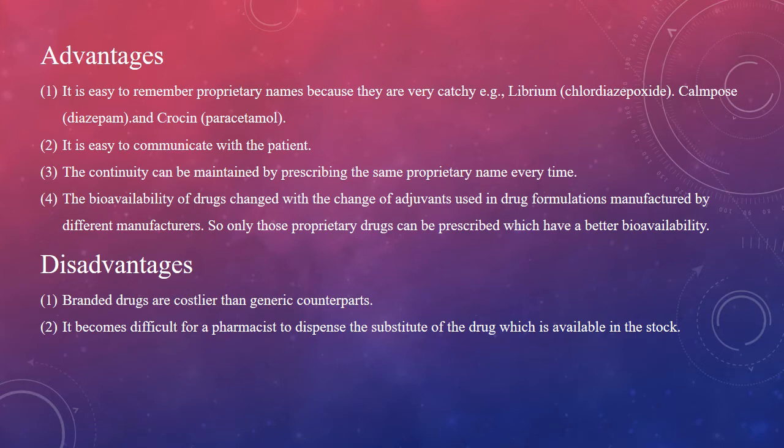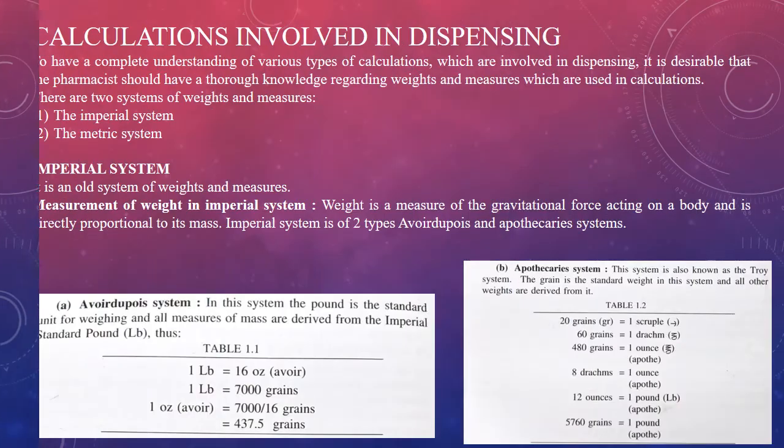The bioavailability of a drug changes with the change of adjuvant used in drug formulation manufactured by different manufacturers. So only those proprietary drugs can be prescribed which have a better bioavailability. Disadvantages: branded drugs are costlier than generic counterparts. It becomes difficult for a pharmacist to dispense the substitute of the drug which is available in.